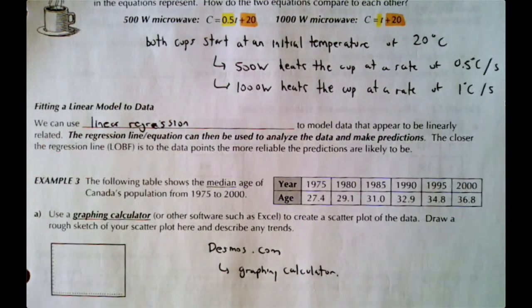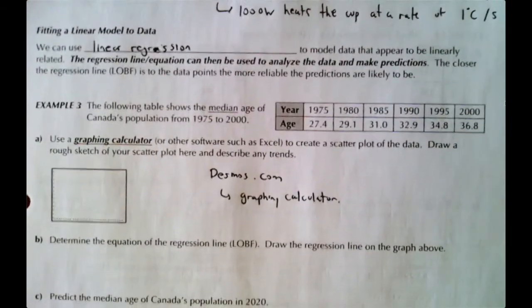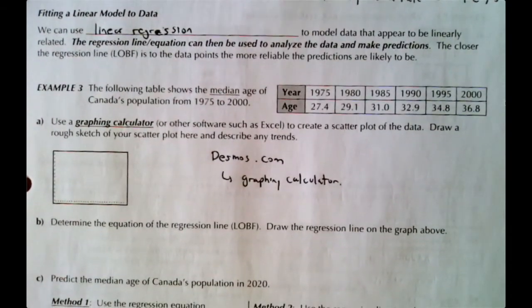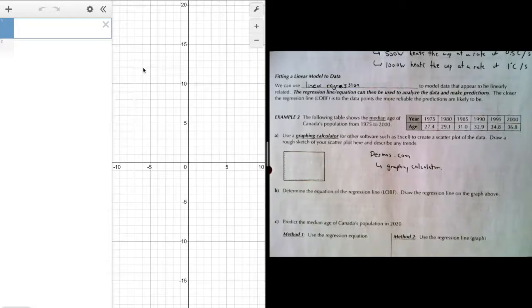So if you're able to, I want you to navigate to Desmos.com. I'll try to do a split screen here so we can see both Desmos and this screen. Give me a second. Okay, I've navigated to Desmos.com and I've hit Start Graphing.